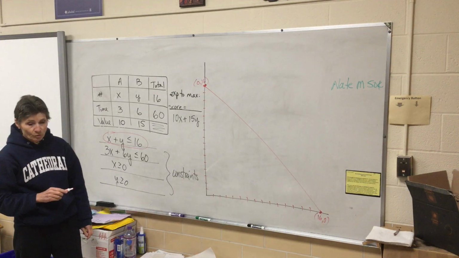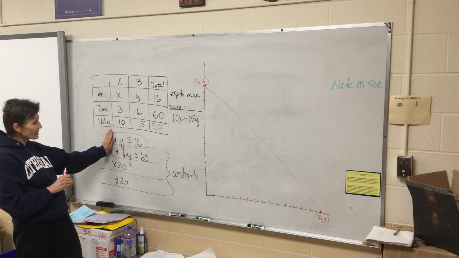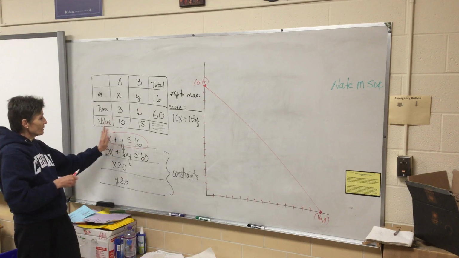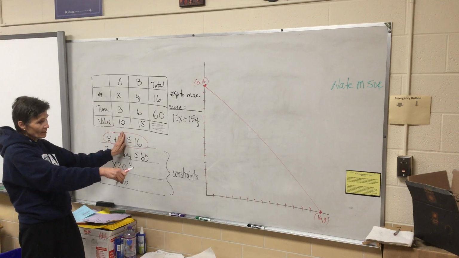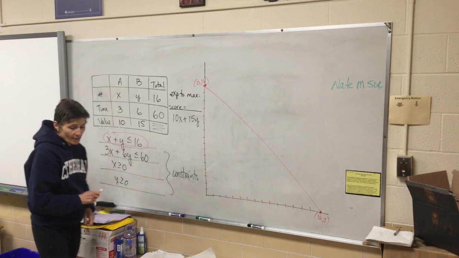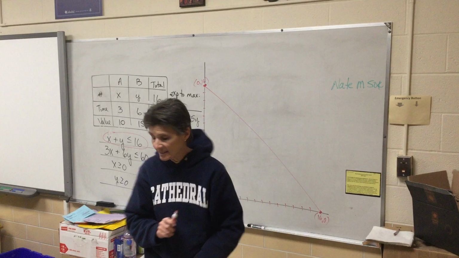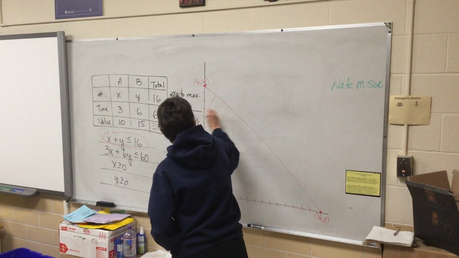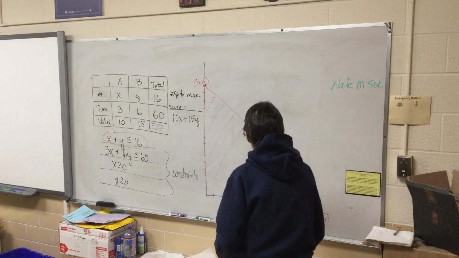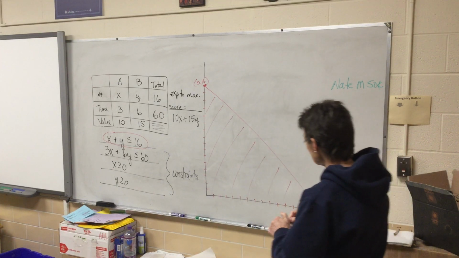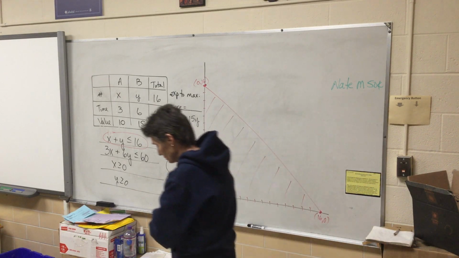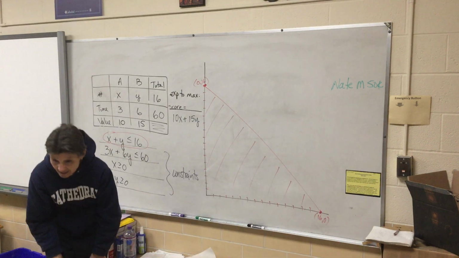So you only need to plot those 2 points, and we plotted them by intercepts. So cover up one letter, figure out the other one, cover up the other letter, figure out the other one, and then connect those 2 dots. Now, I have to shade. Less than 16 means I'm going to shade underneath. So that first inequality, I have shaded underneath my line. Is everyone still with me?